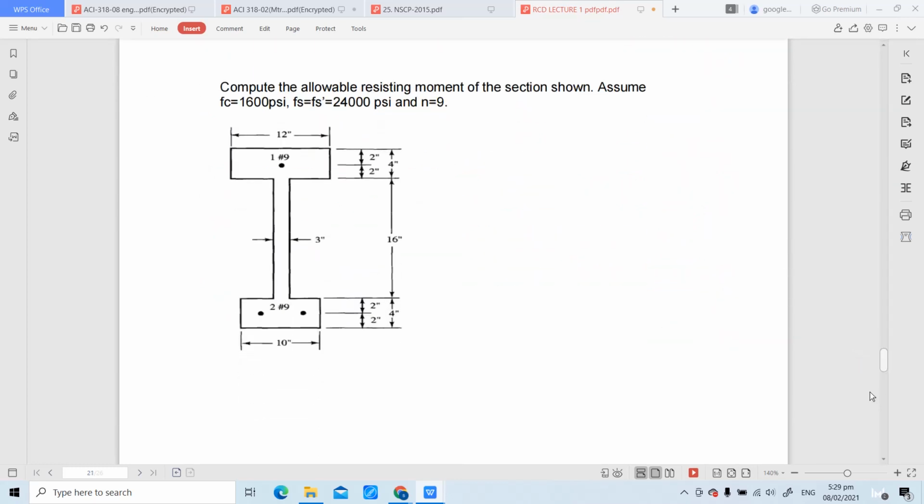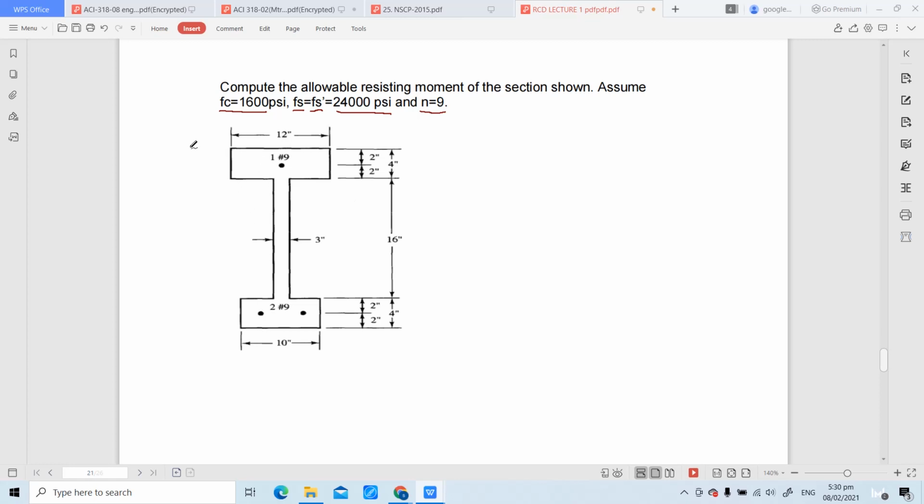So for this second problem, we are required to compute the allowable resisting moment of the section shown. We have to assume that the allowable stress ng concrete ay 16 PSI. Ang allowable stress ni tension steel at compression steel bar ay 24,000 PSI. Modular ratio ay binigay equivalent to 9. So analyze the given figure.